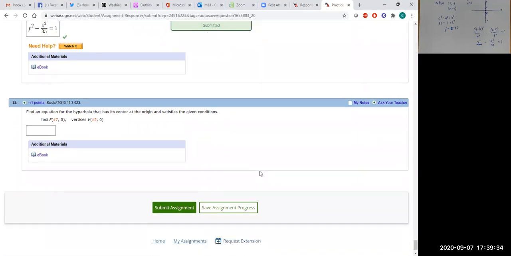All right, last problem. 22. Let's write down the information we're given. Looks almost like the last one. Center's at the origin. So H and K are 0, 0. Foci, -7, 0, and 7, 0. Vertices, -5, 0, and 5, 0.